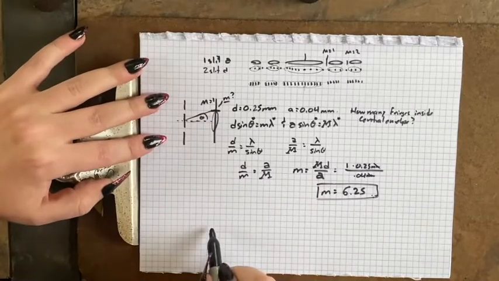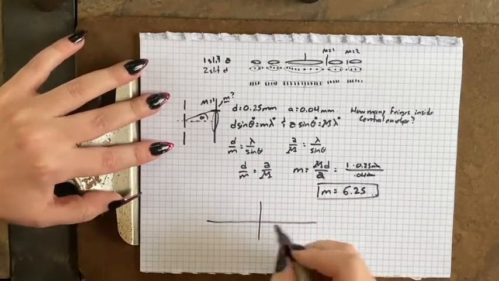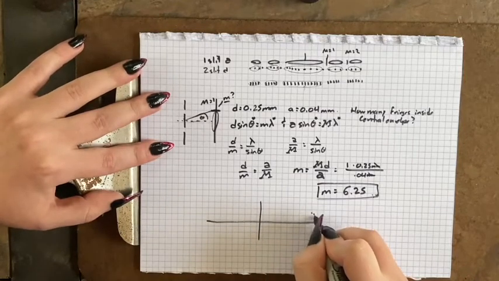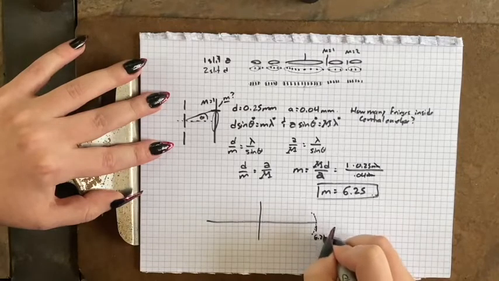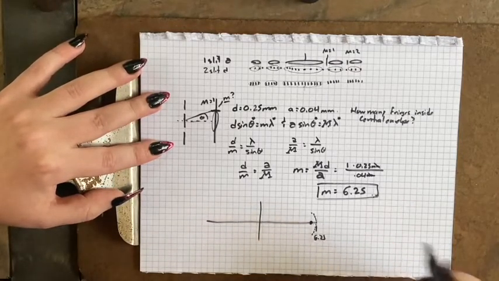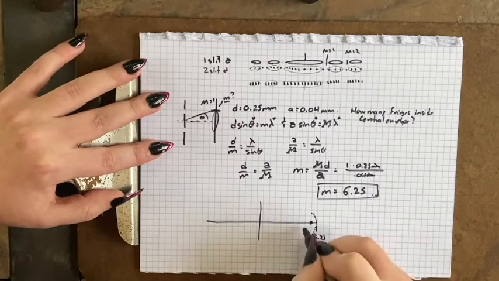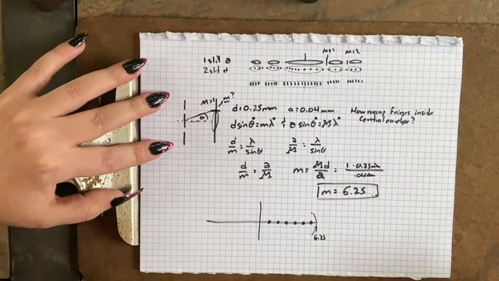When we look at the central maximum, what are we saying? The envelope ends here at 6.25. Do you see a fringe there? No, you don't. But you do see 6 is safely inside it. And so it's 5, 4, 3, 2, and 1.